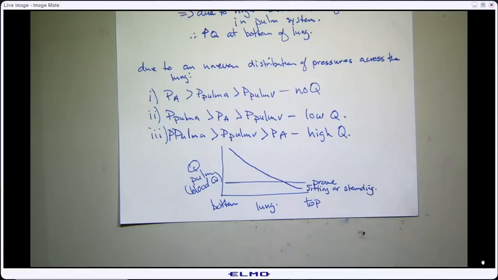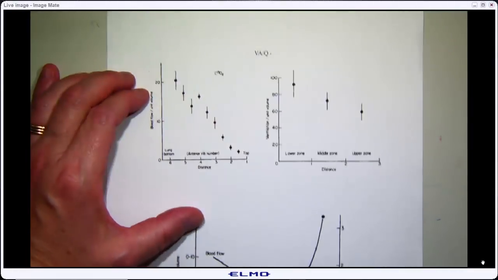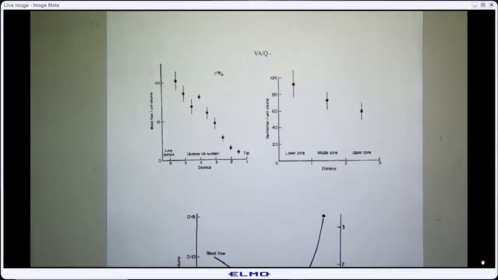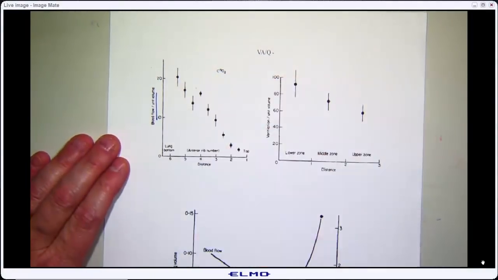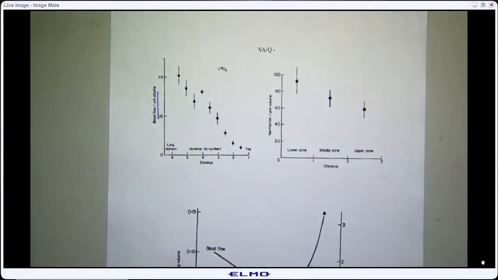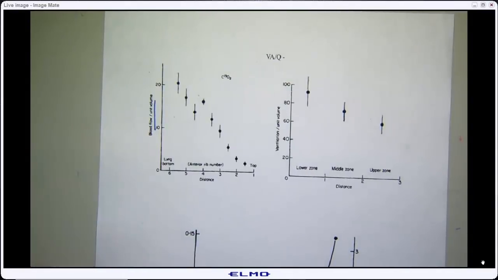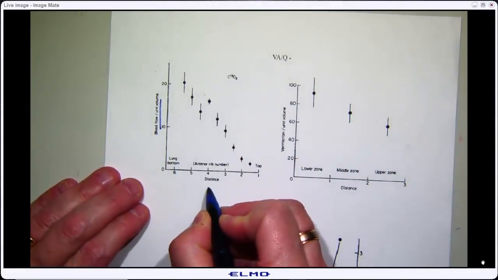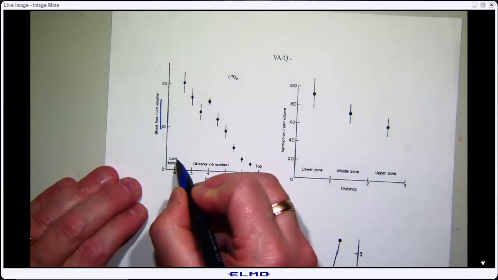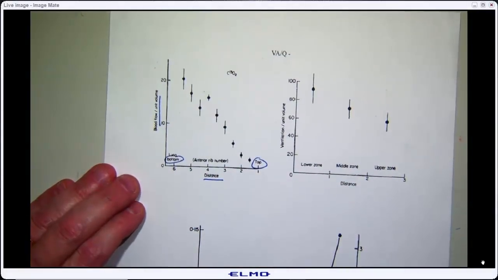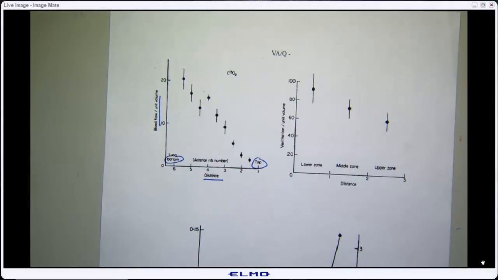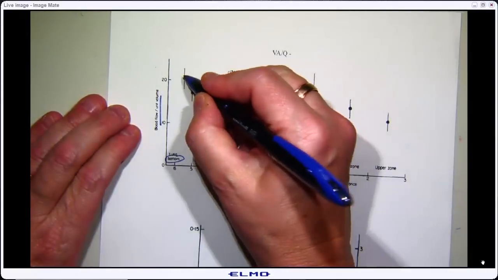Okay? So let's then look at the two together. Let's look at the data for what it looks like when you have blood flow, right? So this is the actual data for blood flow. You see that? I guess you've got a copy. Blood flow across the lung, and in terms of distance across the lung from the bottom to the top. Okay, so this is just the graph that we just thought about.